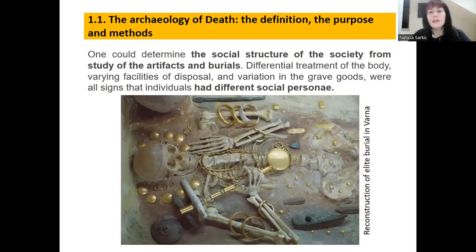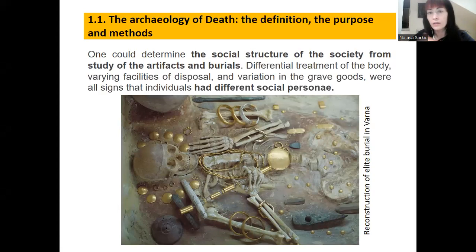So to make it simple, depending on what we find inside of the grave and how we find it around it, can determine the social structure of the society, and also by studying the artifacts and burials that can be found inside. So differential treatment of the body, varying the facility of disposal, these different grave goods, all this can mean that this individual had a different social persona, so that in a way would be somebody of higher social status.